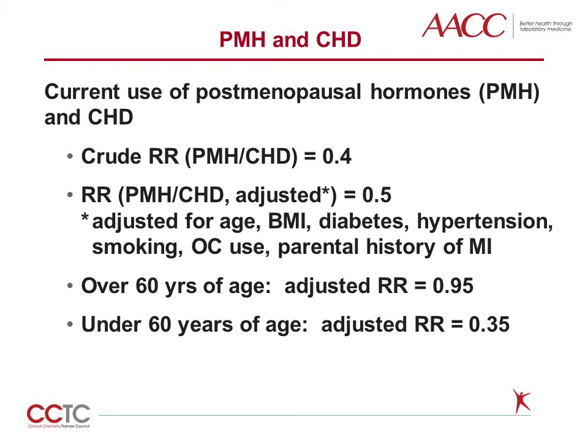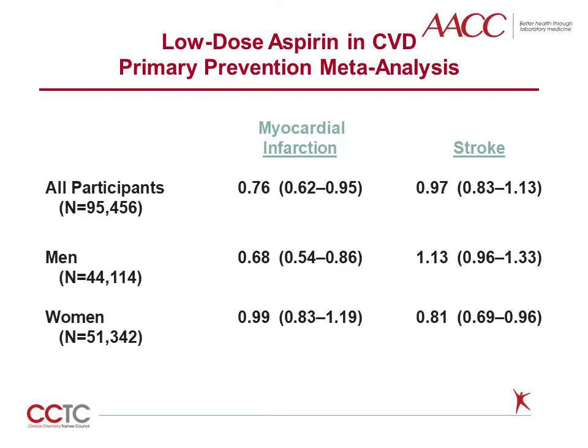Is there effect modification? Well, it turns out there is by age. Over the age of 60, there's actually no benefit of hormones on coronary heart disease. The adjusted relative risk is 0.95. But if you're under the age of 60, that adjusted relative risk falls to 0.35, a 65% lower risk. So in this observational study of whether the use of postmenopausal hormones will reduce coronary heart disease, the overall finding is actually different depending on the woman's age.